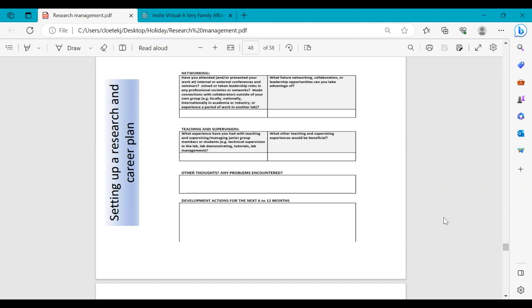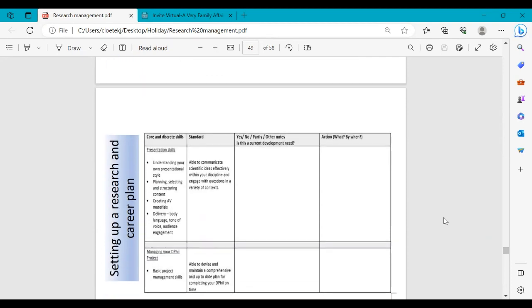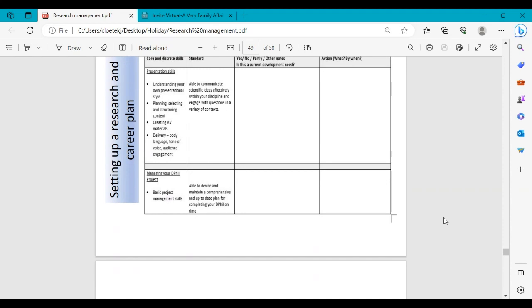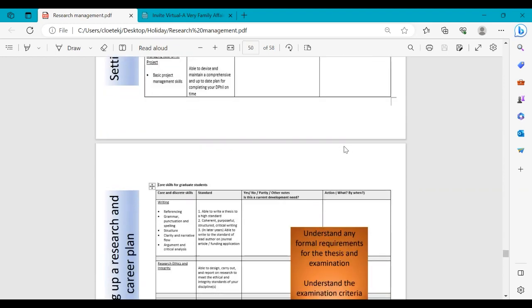Do I need to teach as well? How do I teach well? Are there teaching workshops? Are there teaching opportunities? Think about that as well and plan for that as well. Here again, presentation skills and project management skills are very important, and you make a list of this for yourself. You can also make a list in a type of table: do I have this skill? No, I don't have it, and then what action I'm going to take to achieve that skill.